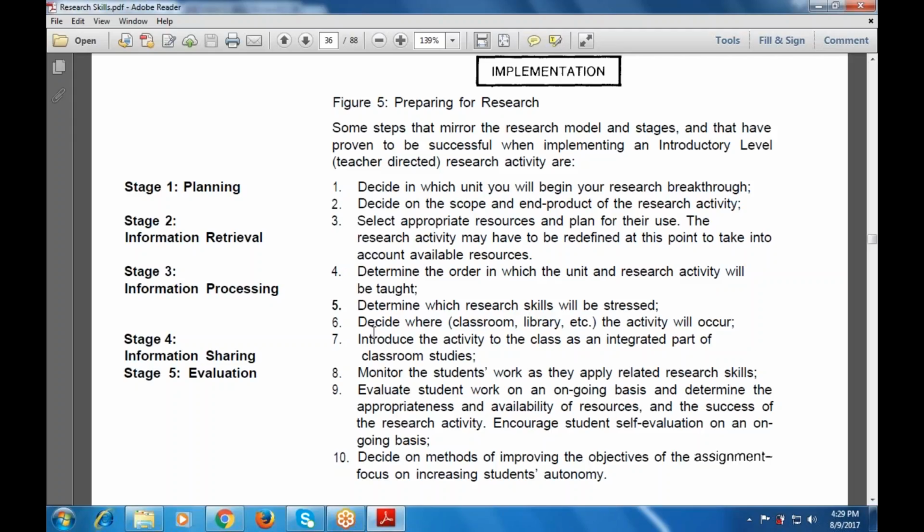So decide in which unit you will begin your research. What is the main unit, or we can say the starting point of your research? Then decide on the scope and end product of the research activity. What is the main scope and what is the end point of this research activity?